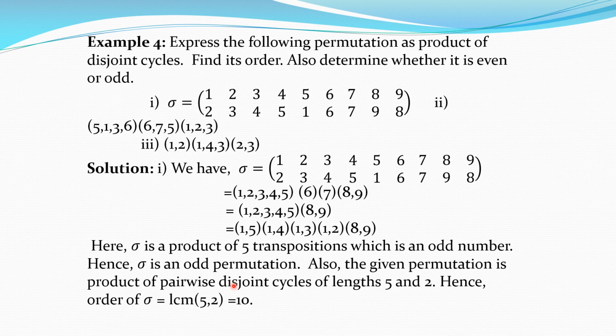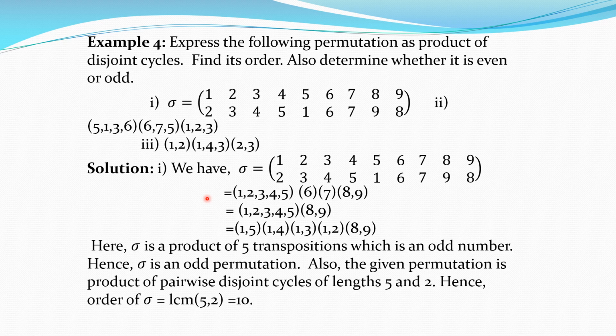Now, here in this example, we have to decide whether the given permutation is even or odd. Also, we have to find its order. First is sigma. It is a permutation on 9 symbols. First, we express it as a product of disjoint cycles. So, 1 goes to 2, then 2 goes to 3, 3 goes to 4, 4 goes to 5, 5 goes to 1. So here the cycle gets completed. So we have written this part.